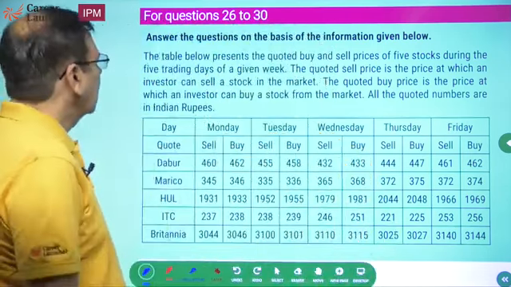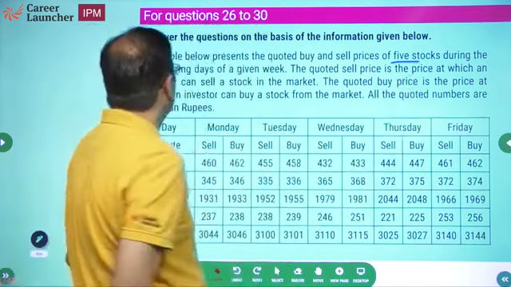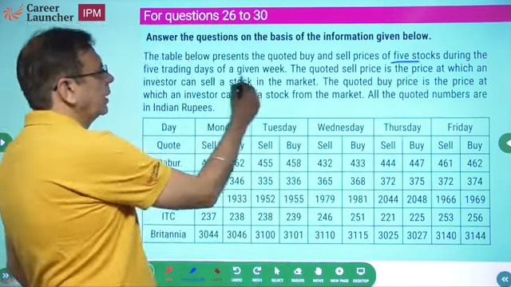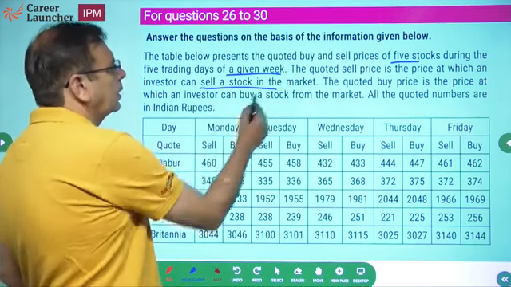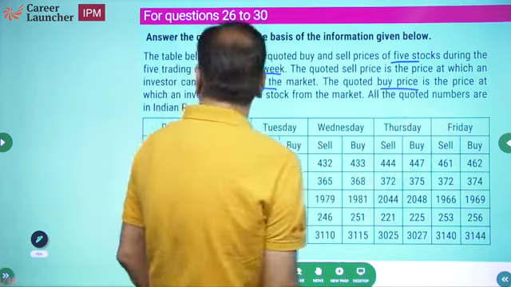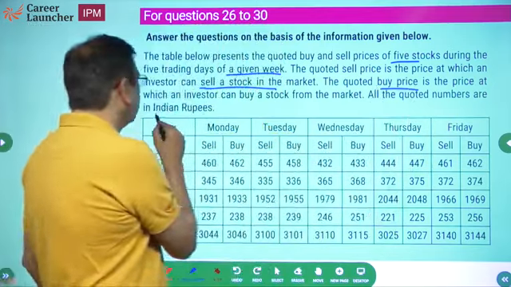Okay. The table below presents the quoted buy and sell prices of 5 stocks during the 5 trading days of a given week. The quoted sell price is the price at which the investor can sell a stock in the market, and quoted buy price is the price at which the investor can buy a stock from the market. All the quoted numbers are in Indian rupees.